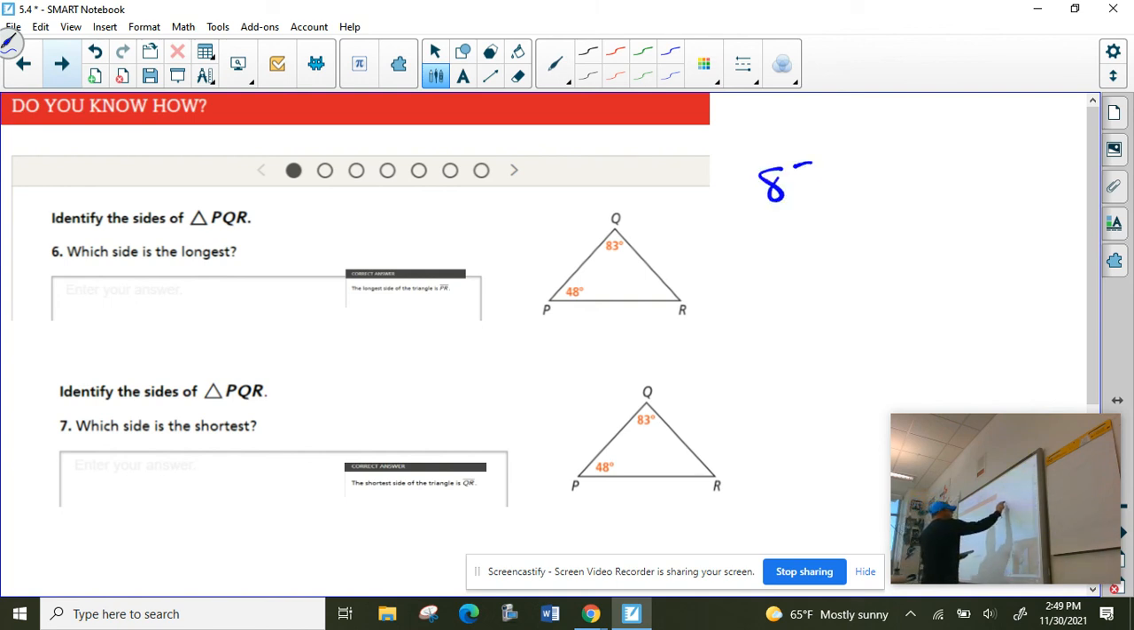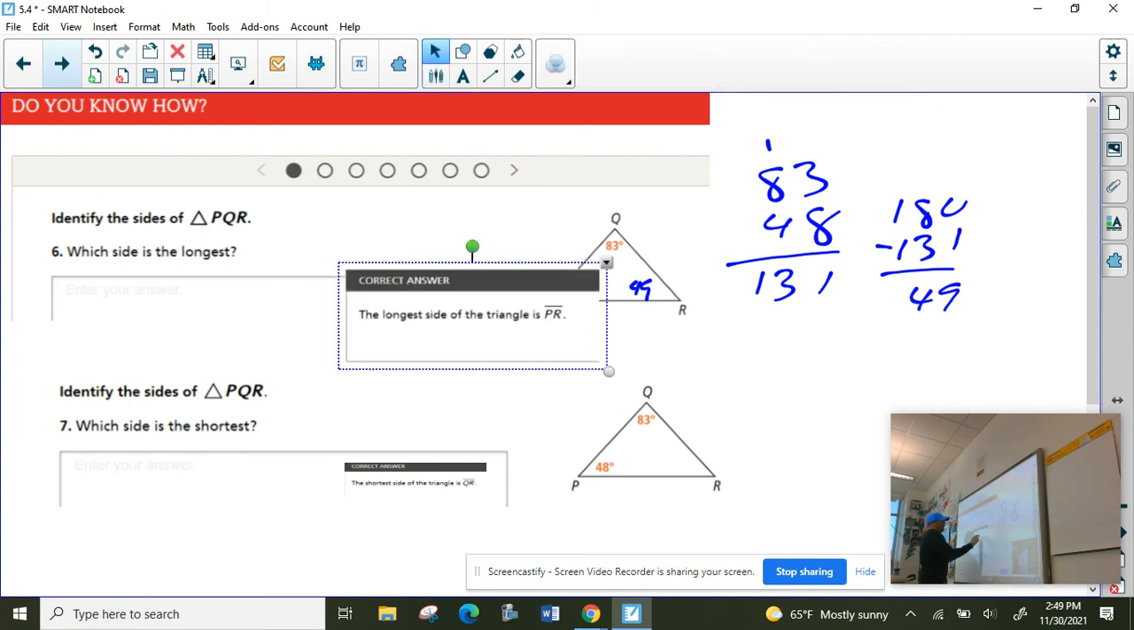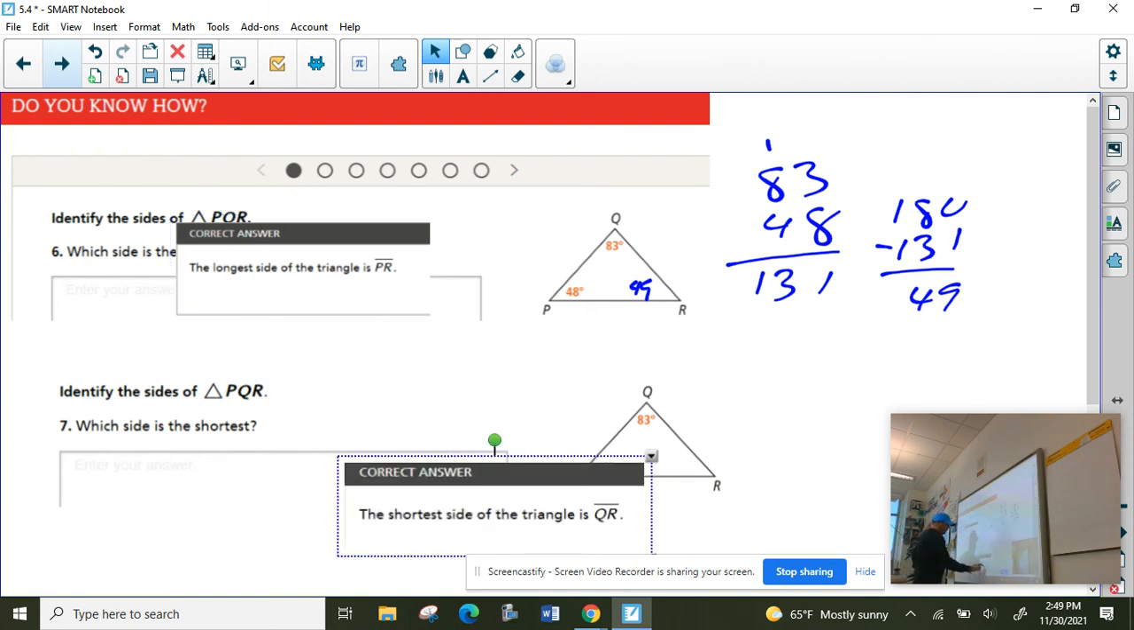So the first thing, again, you have to add these up. So take 180 minus 131 and you get 49. So this is 49. They want to know which one's the longest side. Well, the longest side would be across from the 83. So that would be PR. And then which one's the smallest? Well, that would be across from the 48, which would be QR.